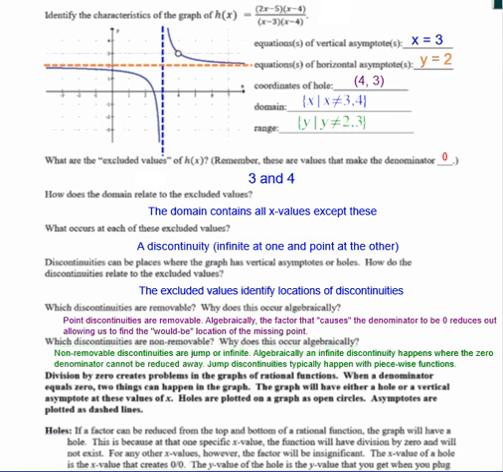Jump discontinuities typically happen when we have something called a piecewise function, and our rational functions are not going to include the study of those at this time.